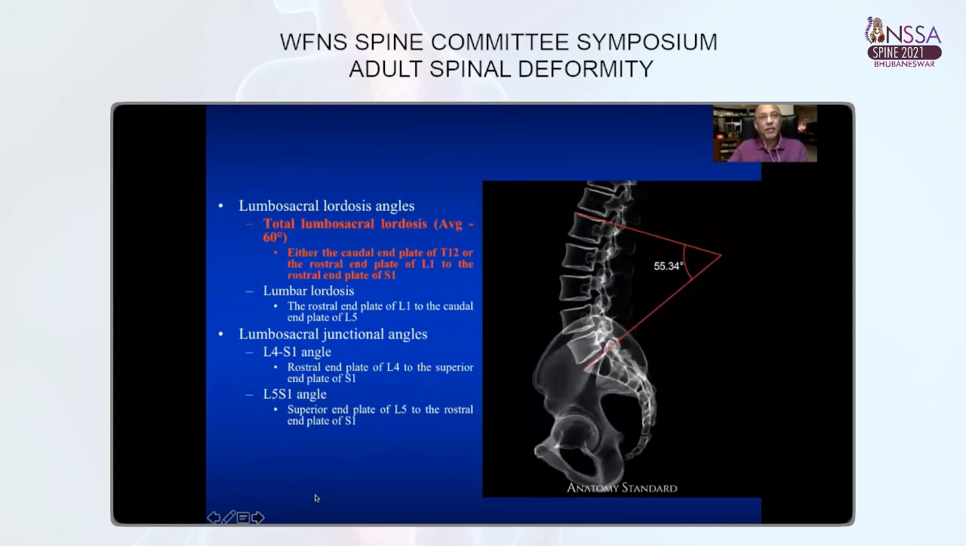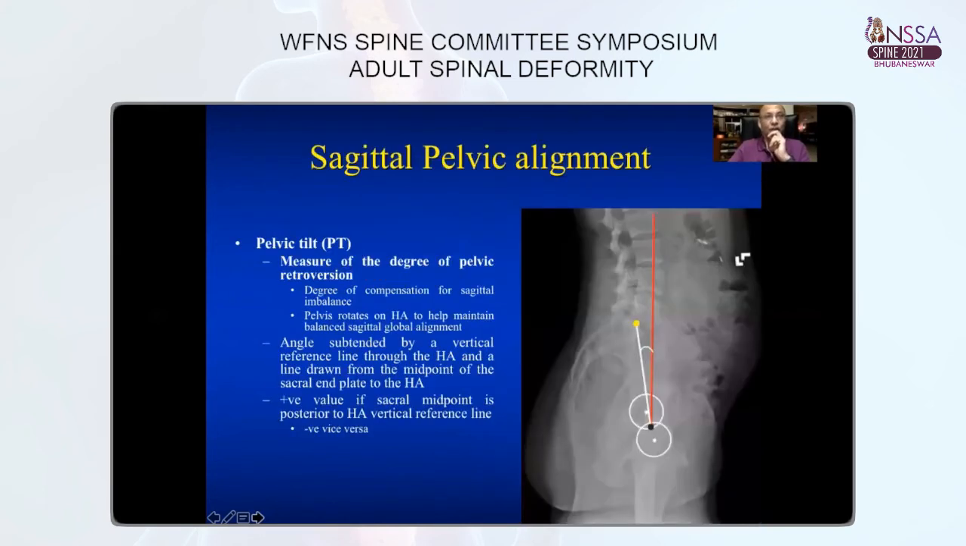What about lumbar lordosis angles? Generally the average is 60 degrees. It's measured from either the caudal end plate of D12 or the rostral end plate of L1, so either one of them, to the rostral end plate of the S1 vertebra. And generally, as we said, it's about 60 degrees. Lumbosacral junction angles are there as well, and in some cases we can use them as well.